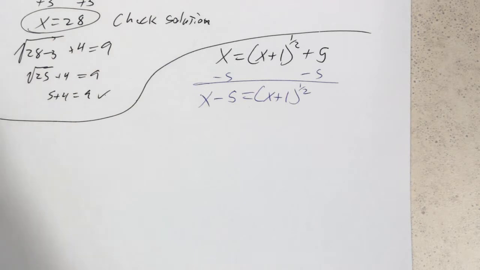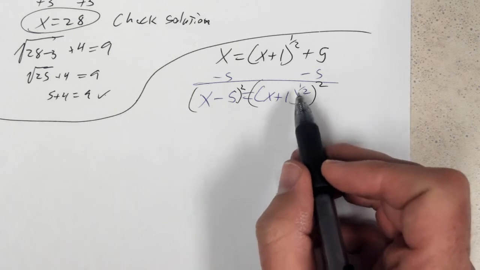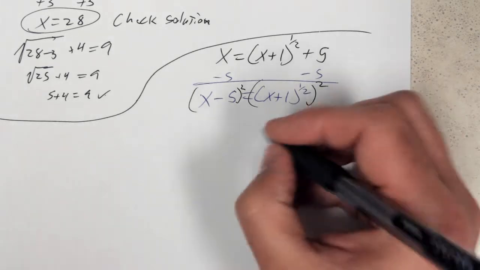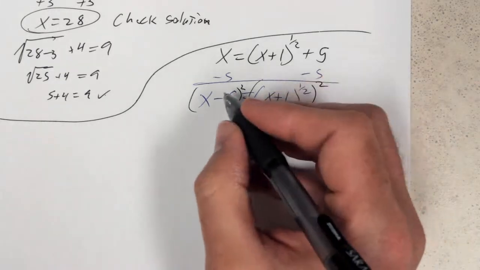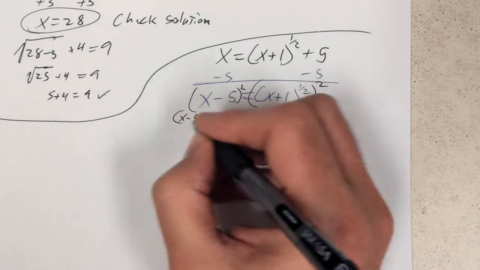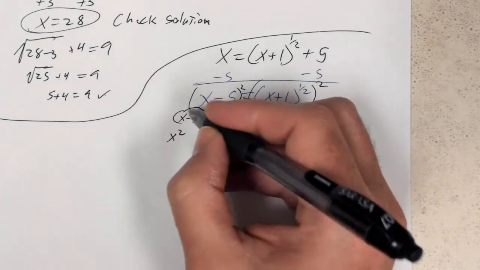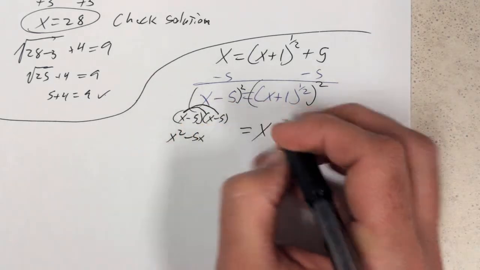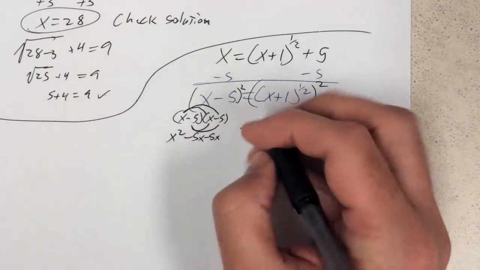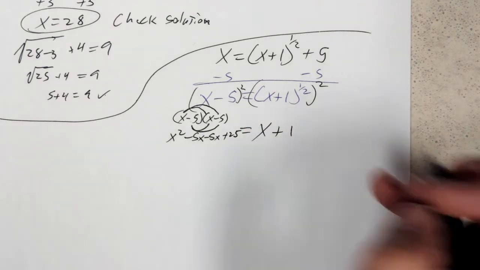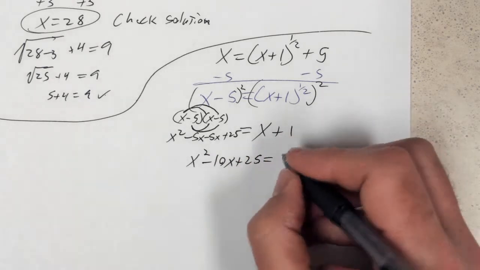So both of these pieces are going to get squared. And so x plus 1 to the 1/2 squared is just going to give us x plus 1. And then x minus 5 squared, I do x minus 5 times x minus 5. And so x times x is x squared. x times negative 5 is negative 5x. Negative 5 times x is another negative 5x. Negative 5 times negative 5, positive 25. So we get x squared minus 10x plus 25 is equal to x plus 1.